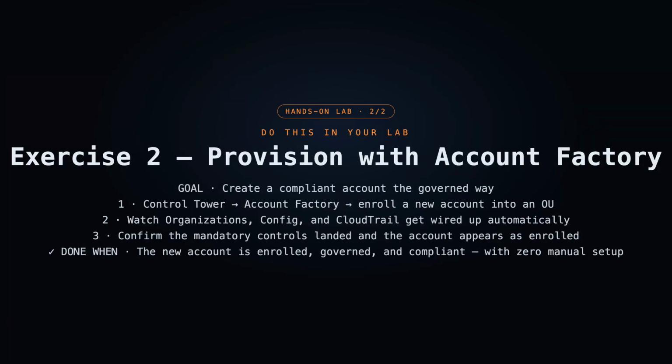Second exercise, feel the value of Account Factory. From Control Tower, use Account Factory to provision a brand new account into one of your organizational units. As it builds, notice that Organizations, Config, and CloudTrail are wired up for you automatically. You don't touch them. When it finishes, confirm that the mandatory controls have landed and the account shows up as enrolled on the dashboard. You're done when that new account is fully governed and compliant, with zero manual setup on your part.